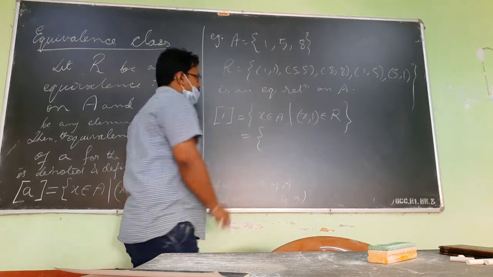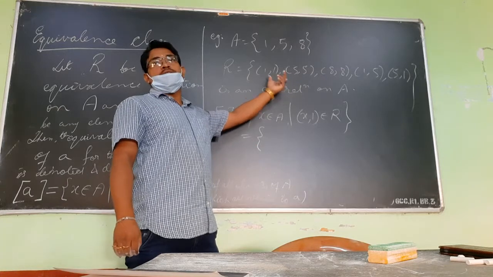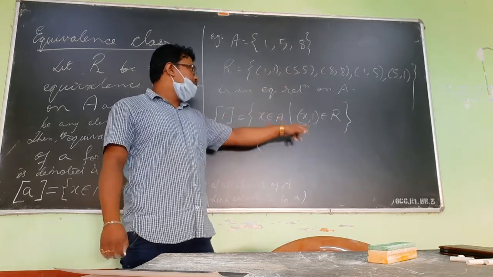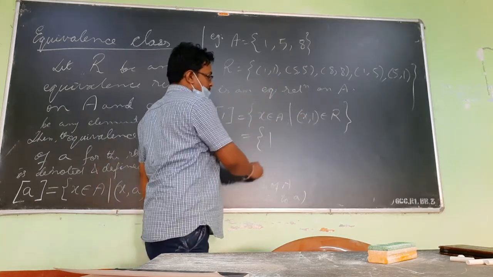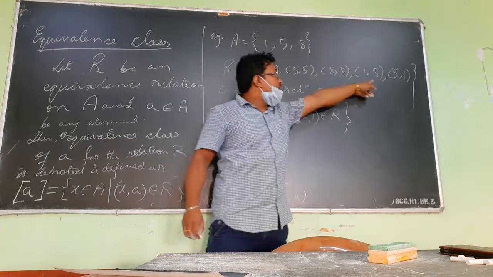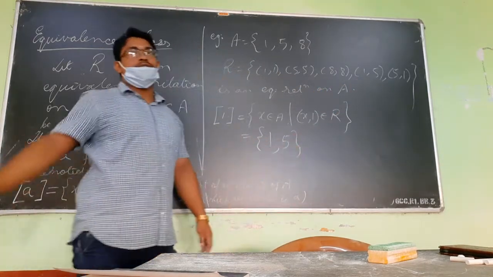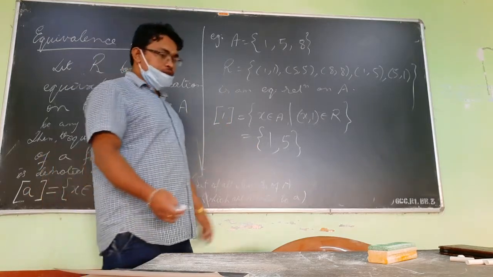So what is the equivalence class of 1 here? No. The equivalence class will not contain these ordered pairs. Ordered pairs are elements of the relation. You have to just identify which elements are related. 1 is related to 1, so 1 is there. Then 1 is related to 5, and 5 is related to 1, so 5 is there. So only 1 and 5. So this is the equivalence class of 1.